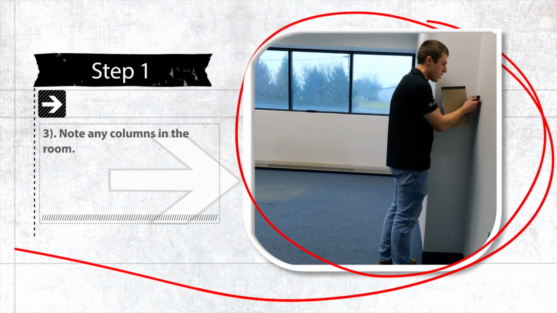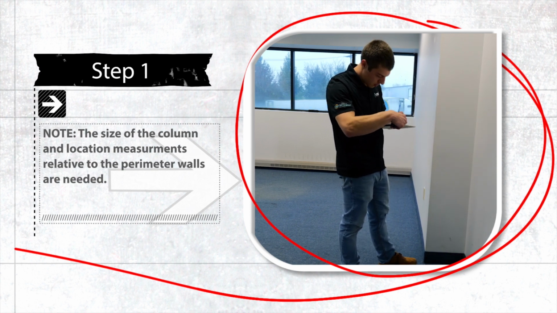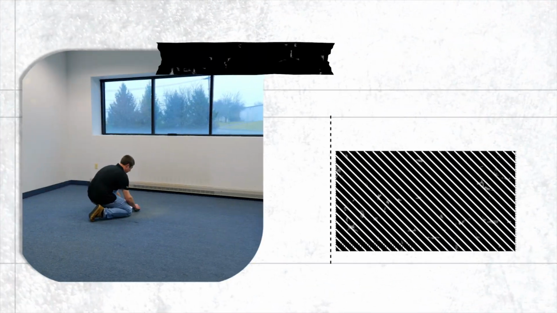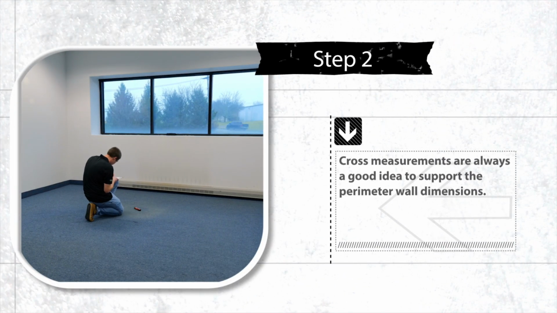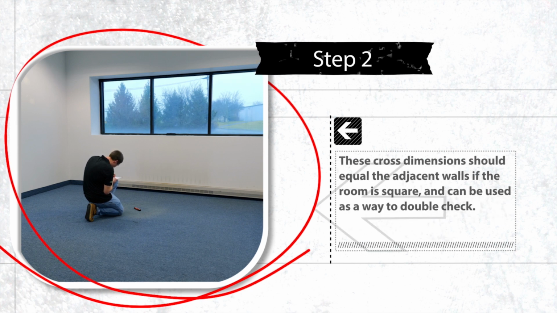Notate any columns in the room. The size of the column and location measurements relative to the perimeter walls are needed. Cross measurements are always a good idea to support the perimeter wall dimensions. These cross dimensions should equal the adjacent walls if the room is square and can be used as a way to double check.